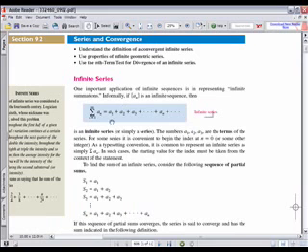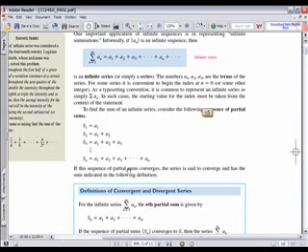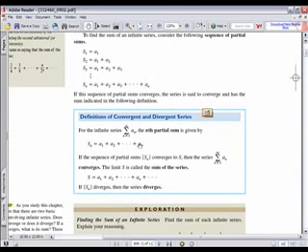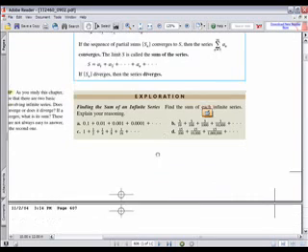So here we have a sample infinite series. Here's our sequence of partial sums, these terms over here. And this is what I just summarized as far as how the nth partial sum, if it converges, then so does the series. And if it diverges, then so does the series.